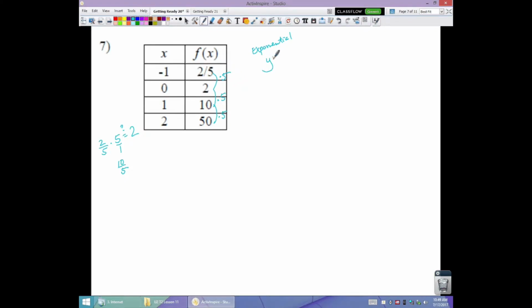And my equation will take the form y equals a times b to the x. I'll go ahead, I guess, and use f of x since that's what's in the table. F of x is equal to the 0th term. Now, don't make the mistake of calling that 2/5 because it's the first one in the table. The a always stands for the y-intercept, which we have called the 0th. So the 0th term is here. The 0th term is 2. And then we're multiplying by 5. Raise that to the x power.